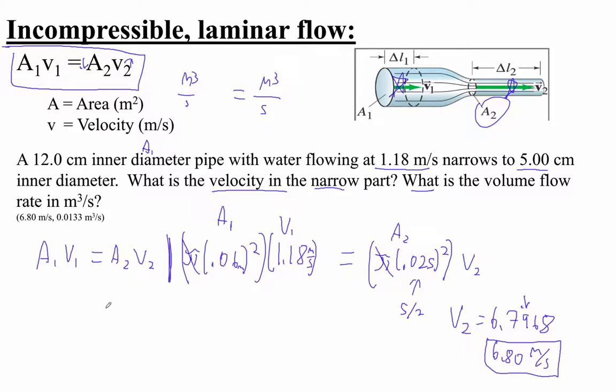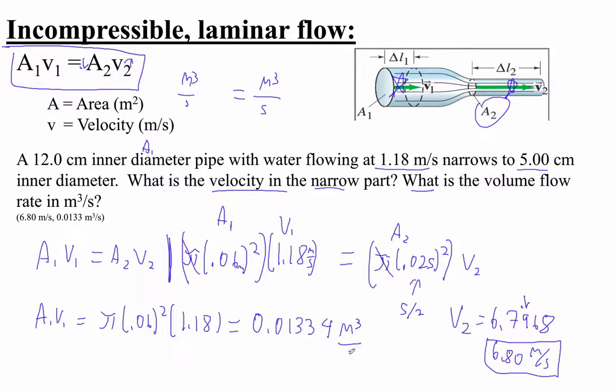And then it says, what's the volume flow rate? I guess I'll just use this. I can't ignore the pi now, right? So the volume flow rate is just A1 V1. So it's pi times 0.06 squared times 1.18, which is equal to a whopping 0.01334, and that's cubic meters per second. But again, remember it's like 13.3 liters per second, so it's not nothing, right? It's just that when we do it in cubic meters, it looks ridiculously small.